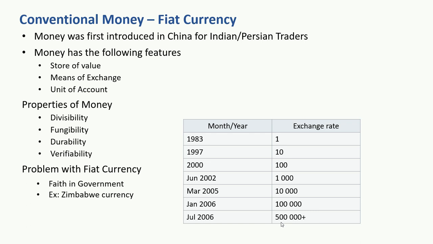Now, to address this problem, we are going to move into the Bitcoin world. Here in the Bitcoin world, no government is backing this currency. No banks are issuing this currency. It's a completely digital currency. So this is what we are going to look at in the Bitcoin currency.